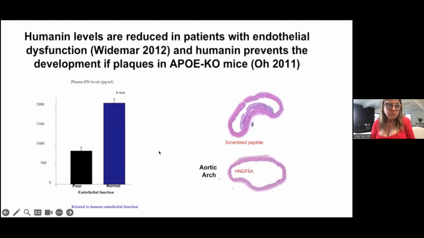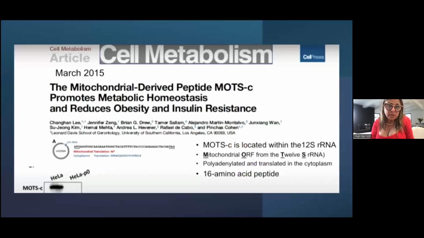Humanin is also reduced in patients with endothelial dysfunction. This endothelial dysfunction is in a rat, I think, or a mouse, but you can see here the endothelial dysfunction with humanin being used, if it's a poor amount of humanin or normal amount of humanin in the plasma. So endothelial dysfunction is big with humanin. So that's why blood vessels are very important for aging.